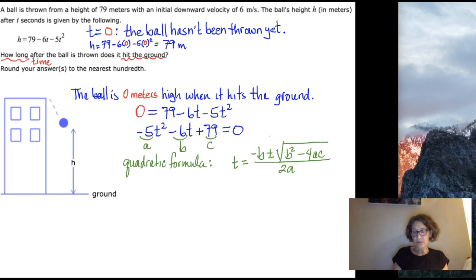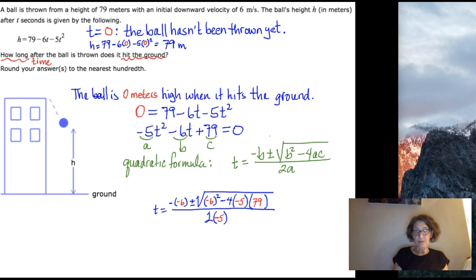So now I'm going to put those numbers in. So my variable t is equal to negative 6, that's negative b, plus or minus the square root of negative 6 squared minus 4 times negative 5 times positive 79. All of that over 2 times negative 5.